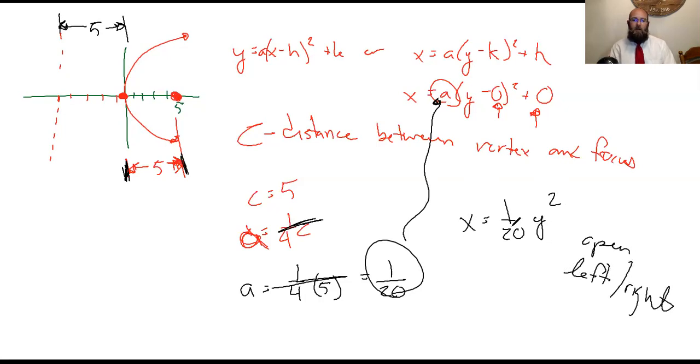And because this number, this 1 over 20, is positive, I know it opens to the right, and vice versa. If I know it opens to the right, then I know my amplitude must be positive. Okay, let us move on.